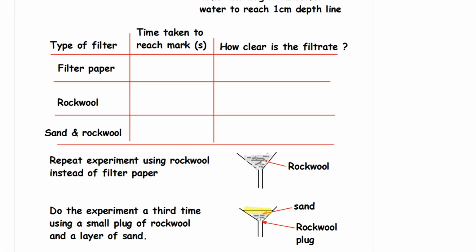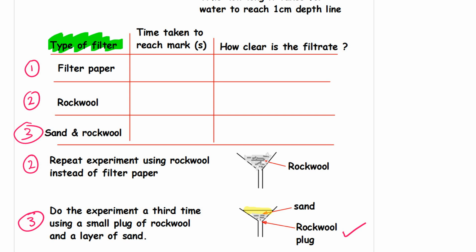Filtering system number one is our old friend the filter paper. Number two is rock wool. Now rock wool is roof insulation. It's like glass fibres. And then number three, we're going to repeat the experiment using a rock wool plug and then add lots and lots of sand into the filter funnel. So we've got 3 different types of filtering. Let's see what happens in the video.